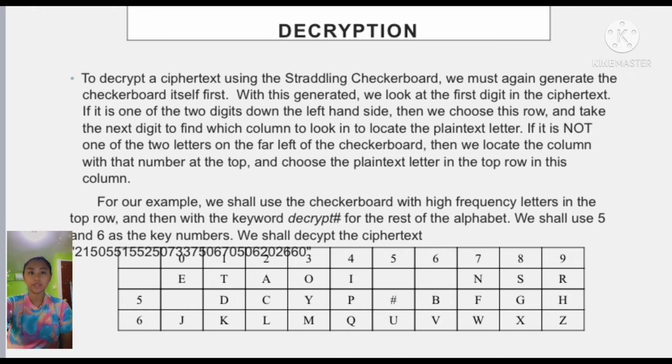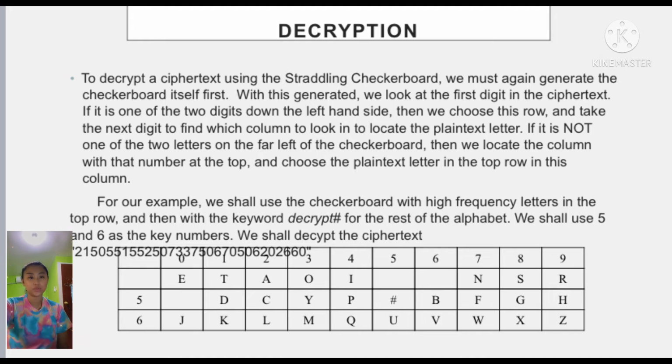Decryption. To decrypt a ciphertext using the straddling checkerboard, we must again generate the checkerboard itself first. With this generated, we look at the first digit in the ciphertext. If it is one of the 2 digits down the left-hand side, then we choose this row and take the next digit to find which column to look in to locate the plaintext letter. If it is not one of the 2 digits on the far left of the checkerboard, then we locate the column with the number at the top and choose the plaintext letter in the top row in this column.